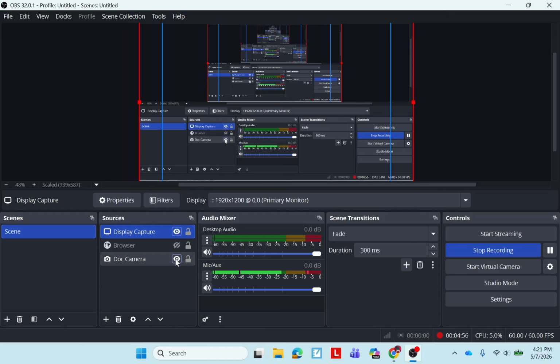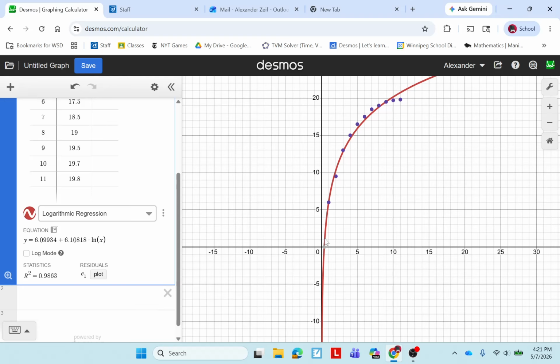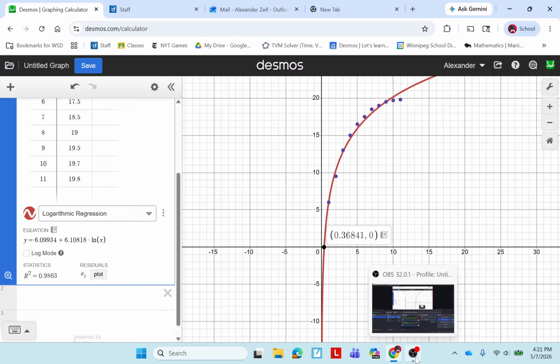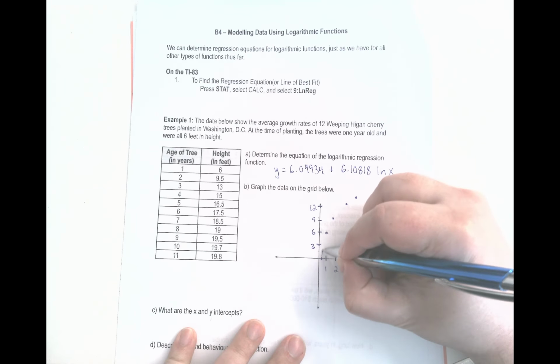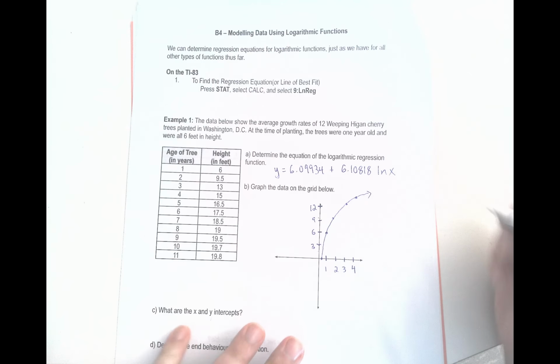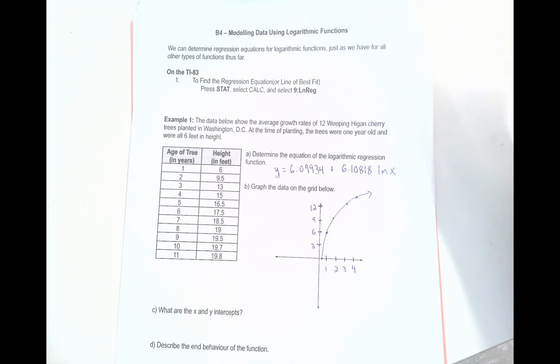Now, if we were to graph the line as well, just pay close attention to where your x-intercept is. So in this case, my x-intercept is at 0.36. So I'm also going to include that point, even though it's not one of our data points, just to help me draw the curve of best fit on there. Okay, so we get something that looks kind of like this, going in that direction. All right.